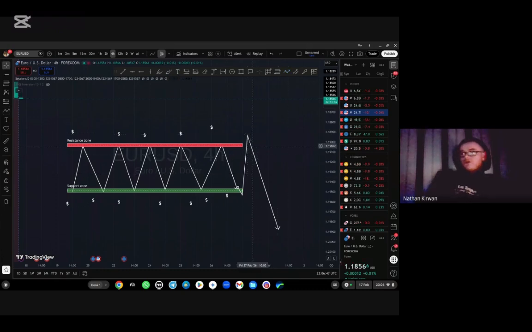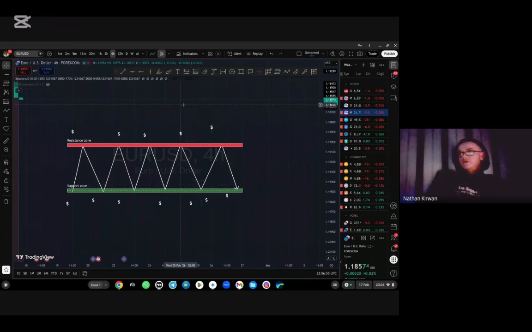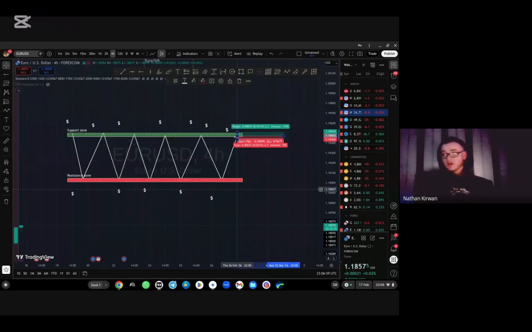Why? Because when it does that, say for example, we're in a buy position here. That's a sell position. Whoa, is that a sell position? Is this chart still inverted? This chart is still inverted. Oh, for fuck's sake.